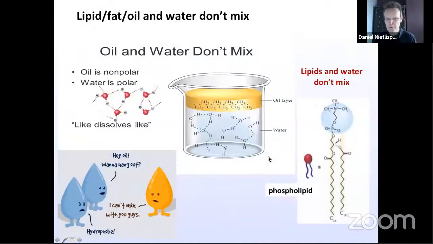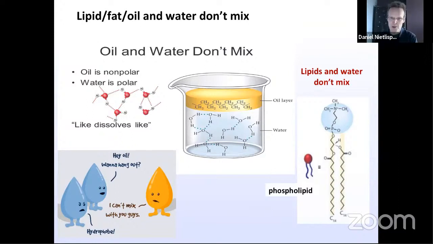So you will all be familiar with the observation that if you're pouring oil into a water-containing beaker, the two compounds don't really mix, and the oil or fat or lipids basically form a separate layer which swims on top of the water. And the reason for that is that the oil or the fat contains very long side chains, which are apolar, and they basically don't mix with the polar water molecules. So we say the side chains are hydrophobic and the water molecules are hydrophilic. And therefore they don't mix.